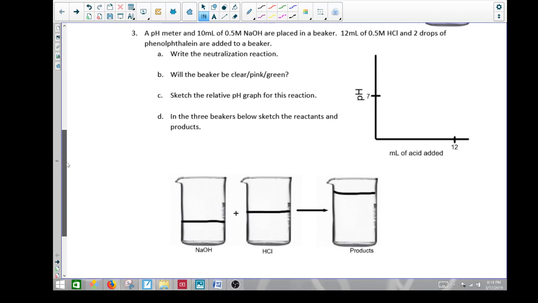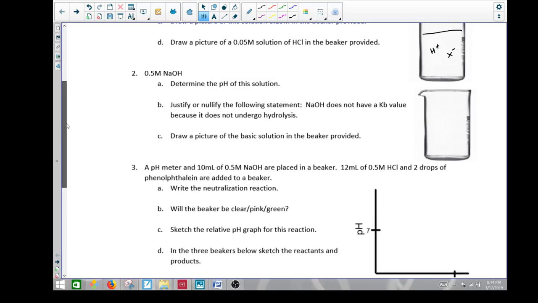All right, next guy. Determine the pH of a 0.5 molar NaOH. Now this guy is going to be producing a basic solution from this equation, NaOH yields Na plus plus OH negative. So this is based purely off solubility. The more soluble it is, the more it produces base. And the pOH is just going to be the negative log of 0.5.